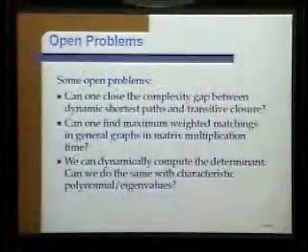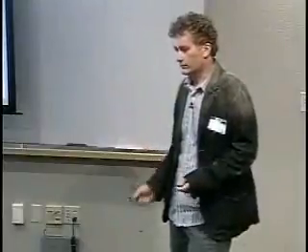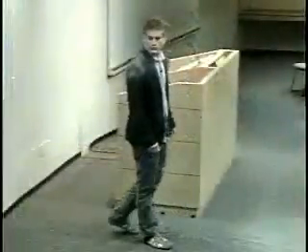We know that we can compute the determinant of the matrix in the dynamic setting, but can we do the same with the characteristic polynomial or eigenvalues? Like, we have the matrix, change something, and we ask for the eigenvalues or the characteristic polynomial of the matrix. Okay, that's the end.